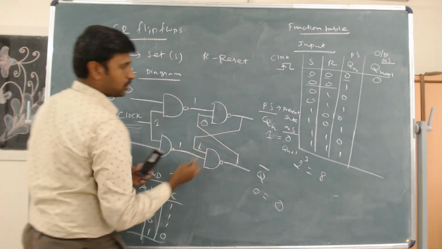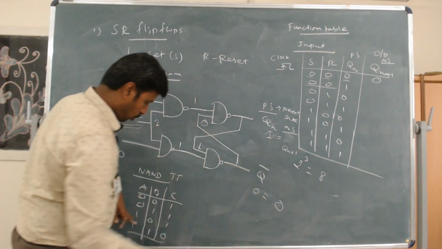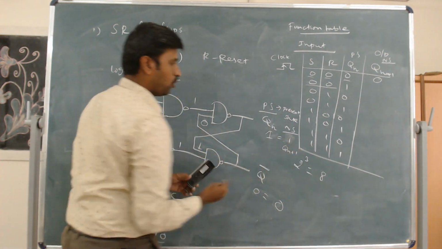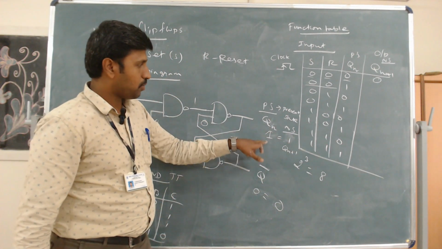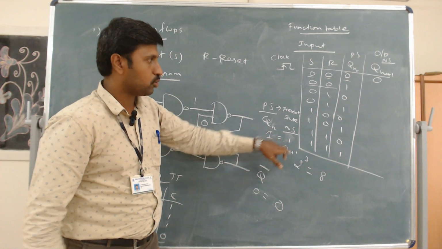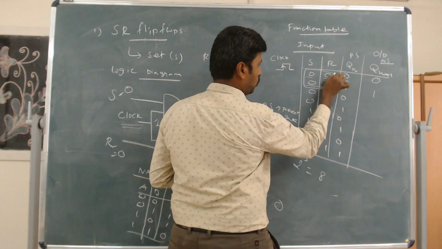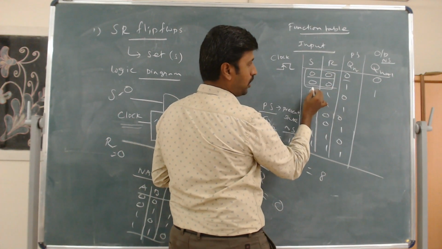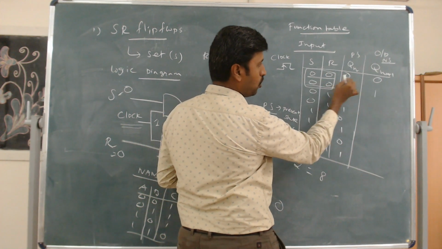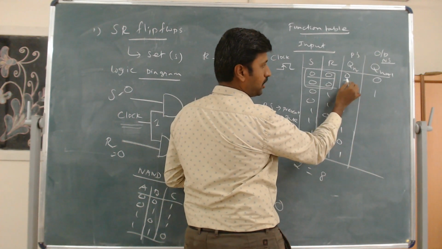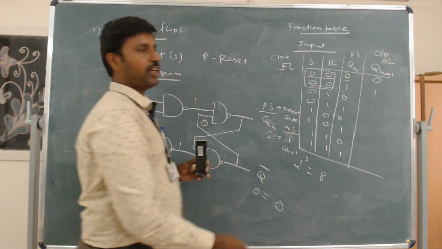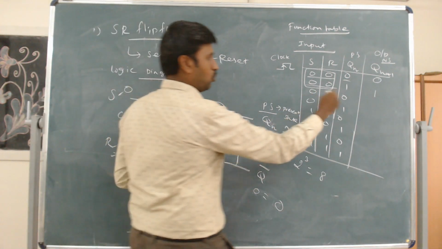So 1 0 means, what will it be? The NAND gate output will be 1. So I assume the present state is 1, and the next state also comes as 1 when I give input 0 0. Whenever I give 0 0, S is 0 and R is 0, so the next state Q of N plus 1 will be the same as the present state, 0 or 1.